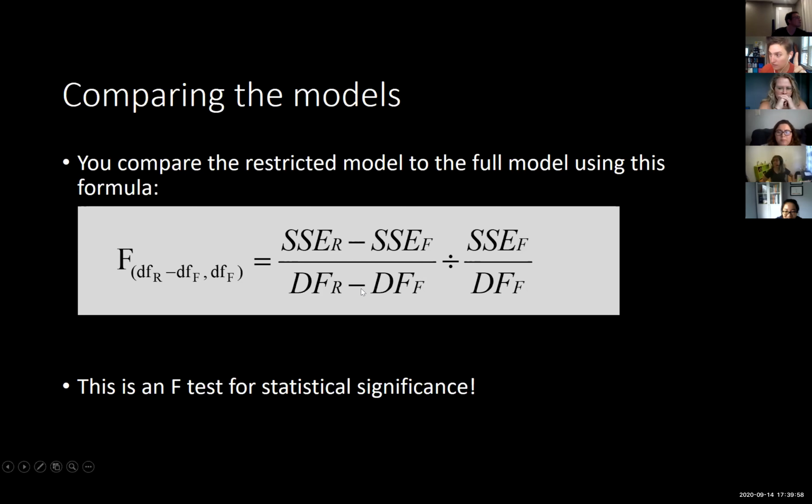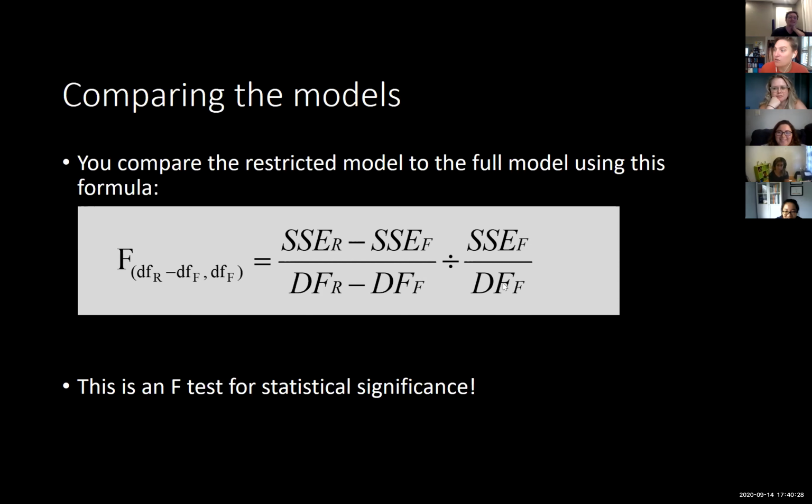So that's easy. And then we're going to express that as a function of the sums of squared errors from the full model, which we just talked about, and the degrees of freedom from the full model, which was 13. Once we've calculated that all out, we get an F test for statistical significance. And then we know if we did a good job predicting our model and reducing our error. Woo!